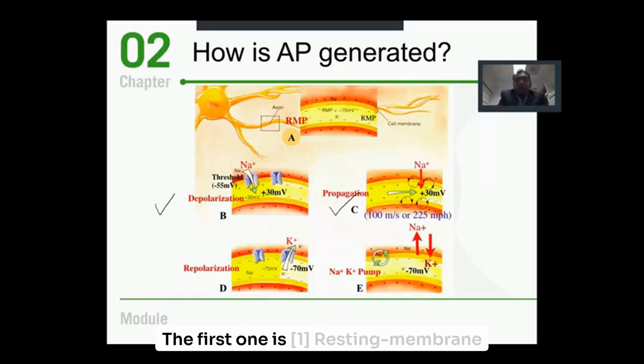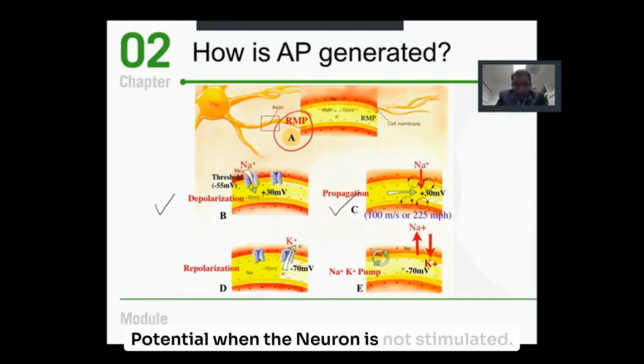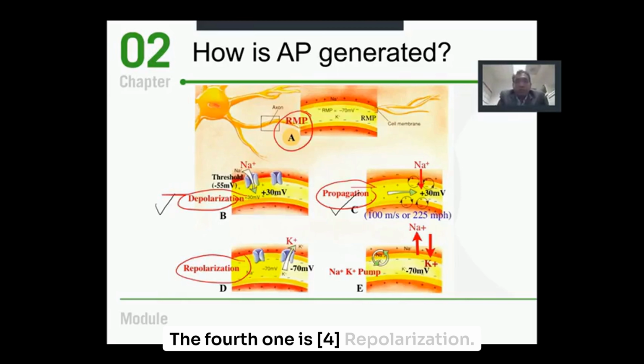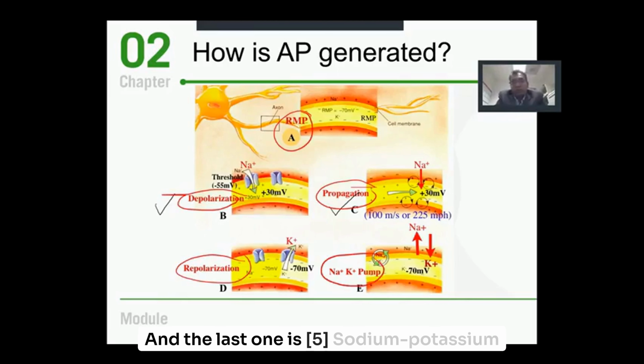The first one is the resting membrane potential, when the neuron is not stimulated. The second one is depolarization. The third one is the propagation. The fourth one is the repolarization. And the last one is the sodium potassium pump.